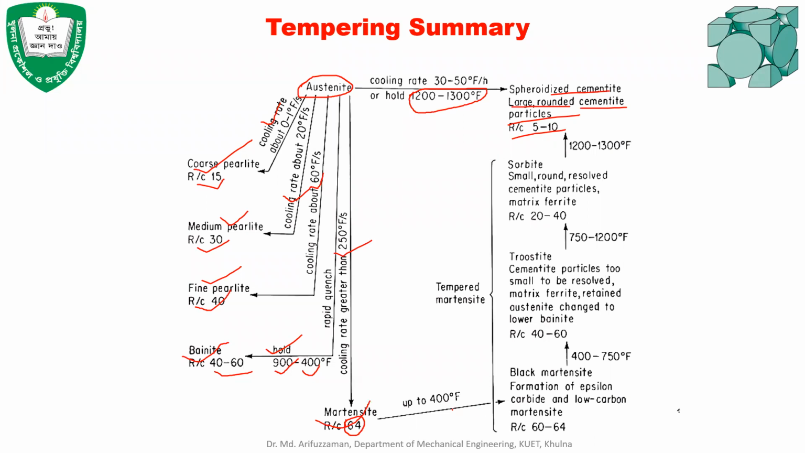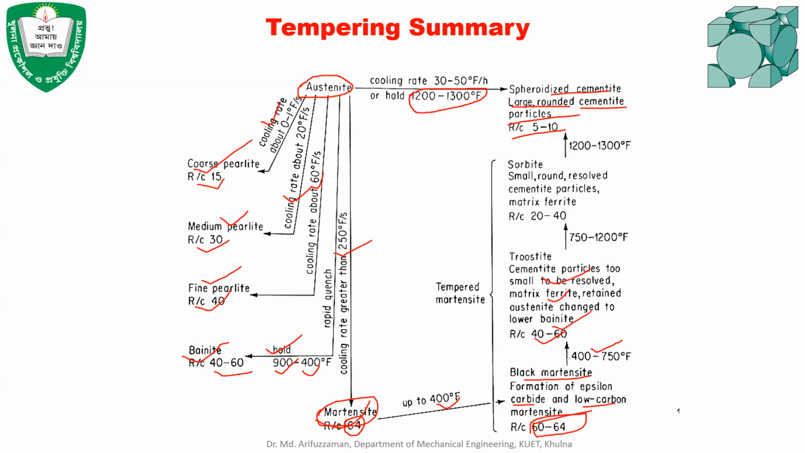Now let's come to tempering. When martensite is produced and then tempered at 400 degrees Fahrenheit, then black martensite is formed, and a certain amount of epsilon carbide is also seen, and low carbon martensite is seen, and the hardness is 60 to 64. And if you increase the tempering temperature, like 400 to 750 degrees Fahrenheit, hardness is decreased, but more cementite particles will be seen, and ferrite is also produced in the matrix.